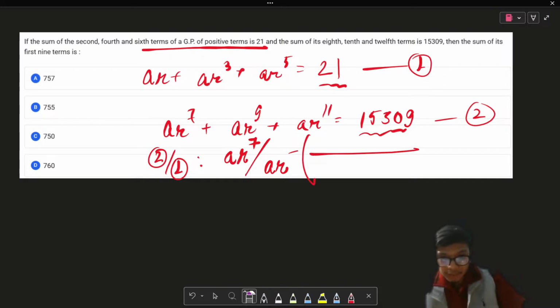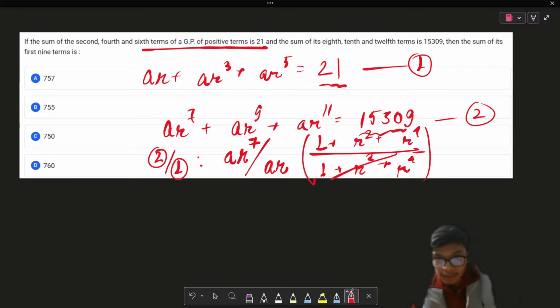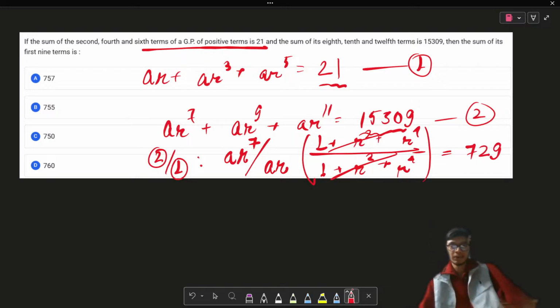sorry, AR common only from the denominator part. So the result I'm going to have is 1 plus R square plus R to the power 4, since A is already taken common, divided by 1 plus R square plus R to the power 4, which is going to cancel out, and we are going to have this result come out as 729 now, right?